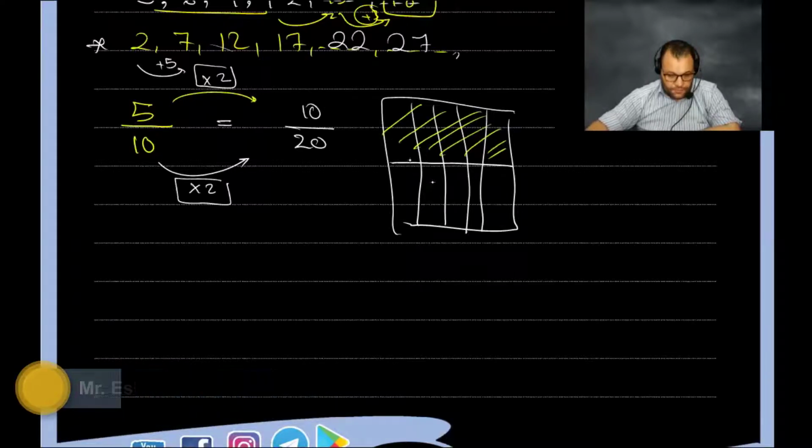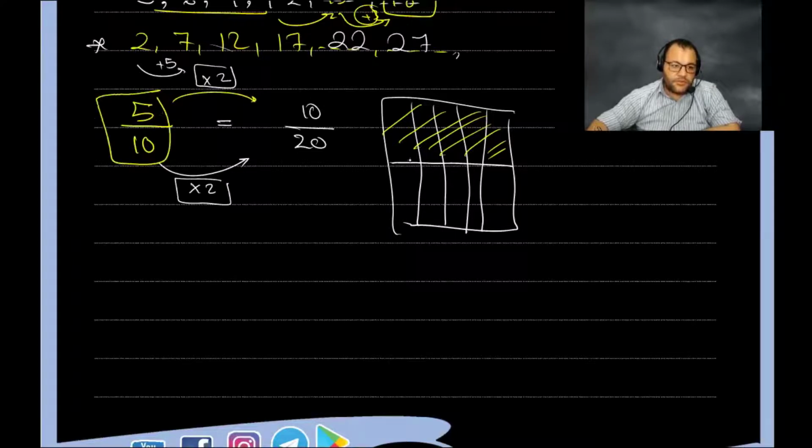Now, 5 out of what? 5 out of 10. Is that right? Yes. If I divide one more time here, how many shaded parts? 5. Is the shaded part still the same, or did I remove or add anything?